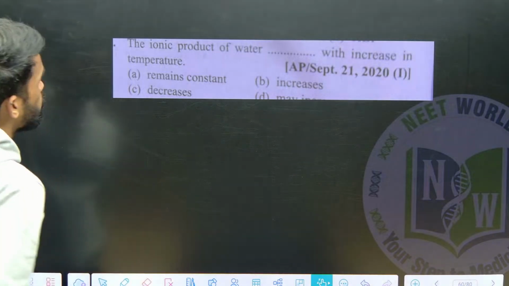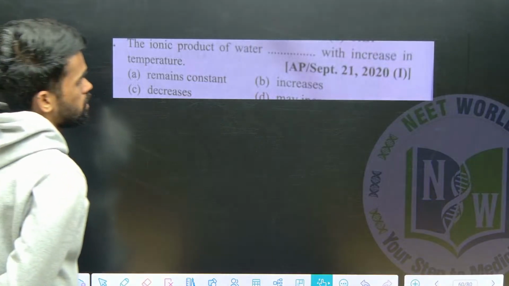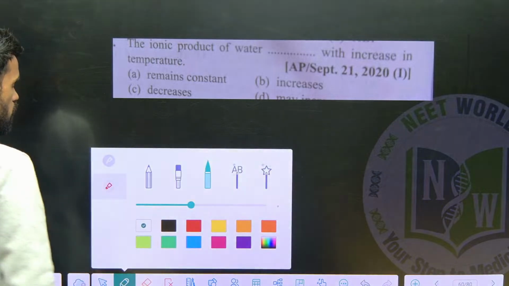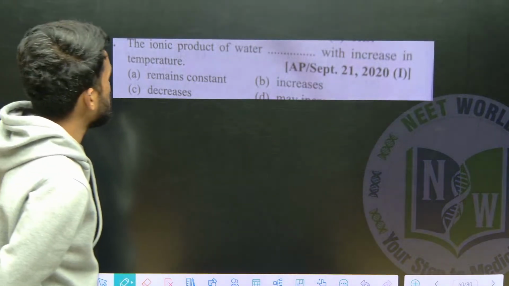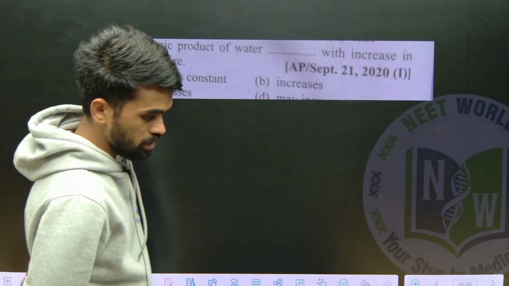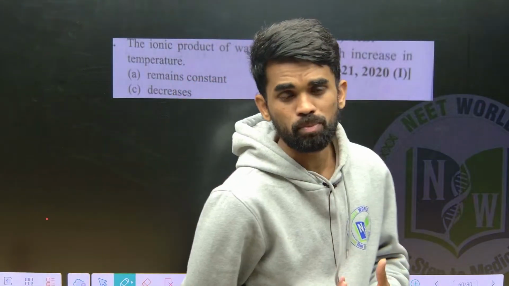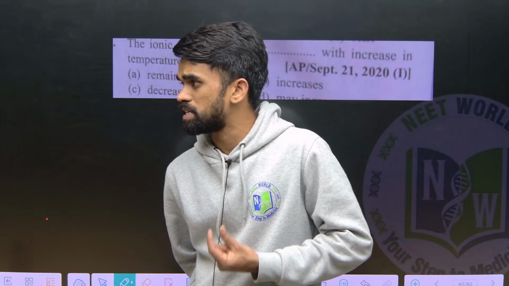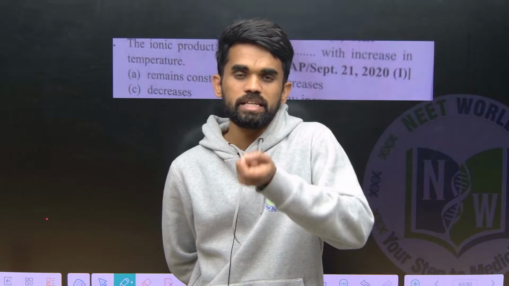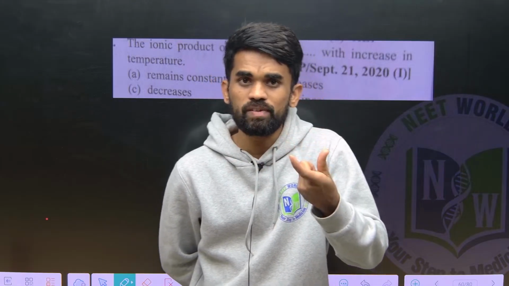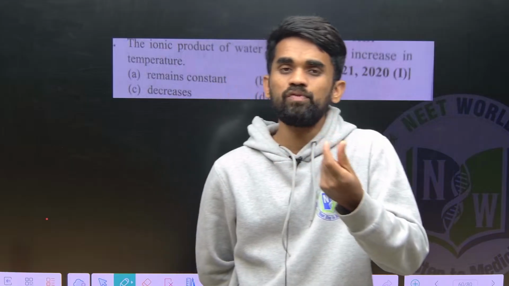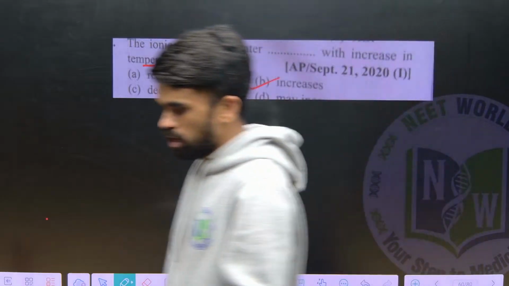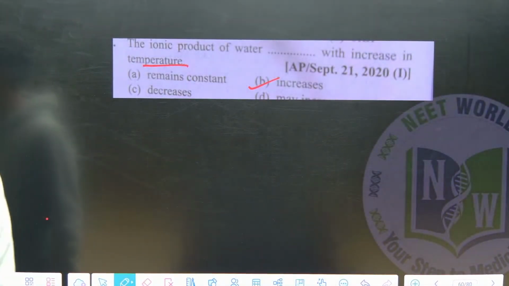So tell me, the ionic product of water, what happens with an increase in temperature? Dissociation of water is an endothermic process, so the ionic product will increase with increase in temperature. The forward reaction, dissociation into H plus and OH minus ions, is favored by an increase in temperature. Therefore, with more concentration of H plus and OH minus ions, the value of Kw is higher. So it increases with increase in temperature. So option B will be your answer. Okay, right. Next.